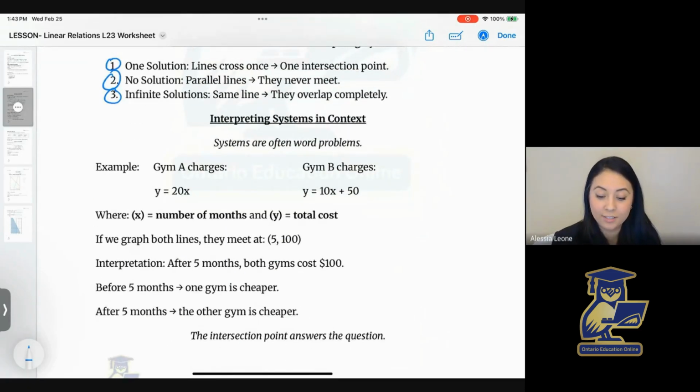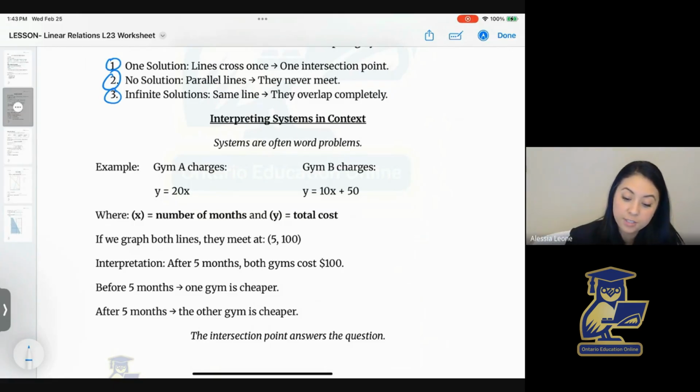Interpreting systems in context. When we talk about linear systems working with two lines, it's usually in the context of a word problem. Here's an example. Gym A and Gym B. Gym A charges y equals 20x. Gym B charges y equals 10x plus 50. X is the number of months and Y is the total cost. So it depends on how many months you're going to this gym. And we're using the system to see what's better. What gym should we go to? Which one is more affordable for us?